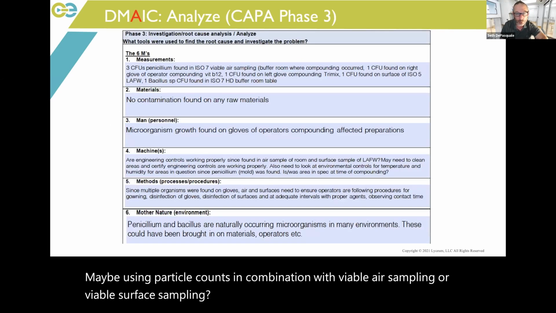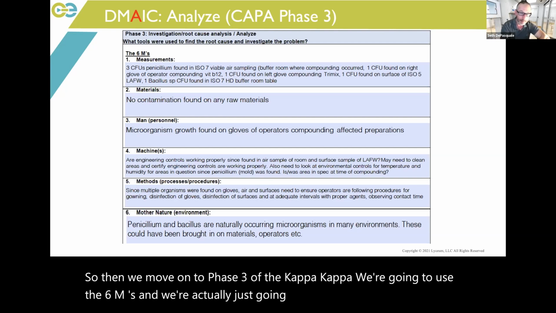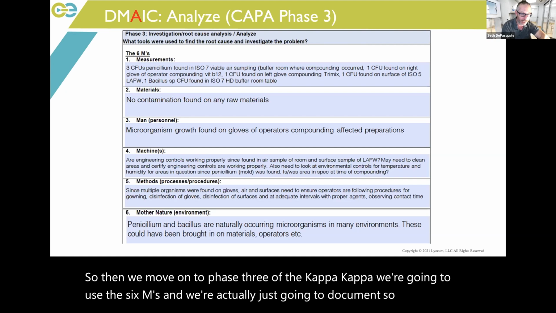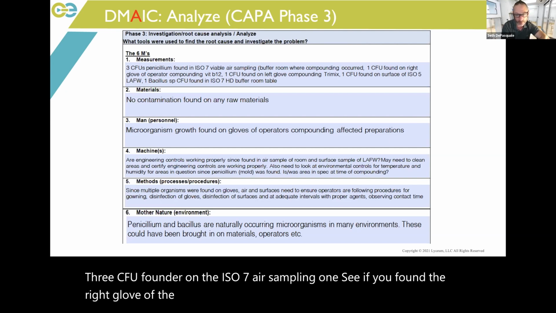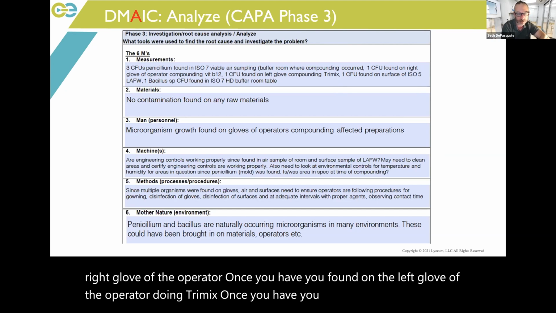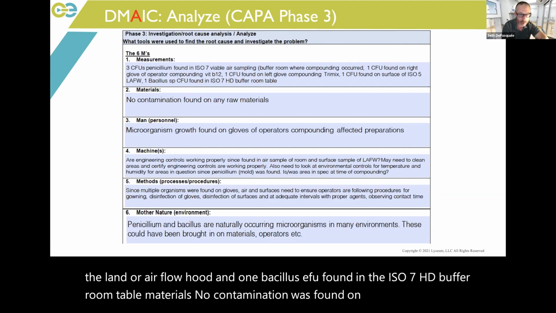So then we move on to phase 3 of the CAPA. We're going to use the 6 M's, and we're actually just going to document. So in the measurements, 3 CFU found on the ISO 7 air sampling, 1 CFU found on the right glove of the operator, 1 CFU found on the left glove of the operator doing TPN mix, 1 CFU found on the ISO 5 surface of the laminar airflow hood, and 1 Bacillus CFU found in the ISO 7 HD buffer room table. Materials, no contamination was found on any of the raw materials.